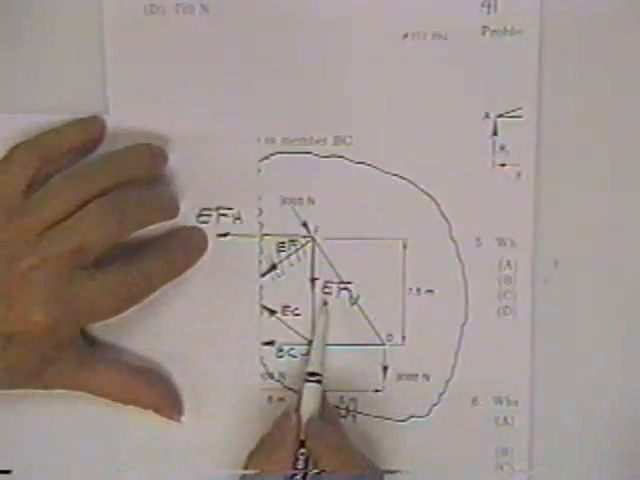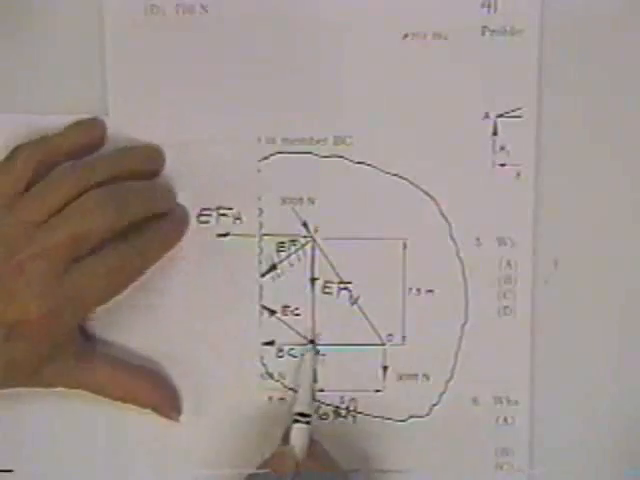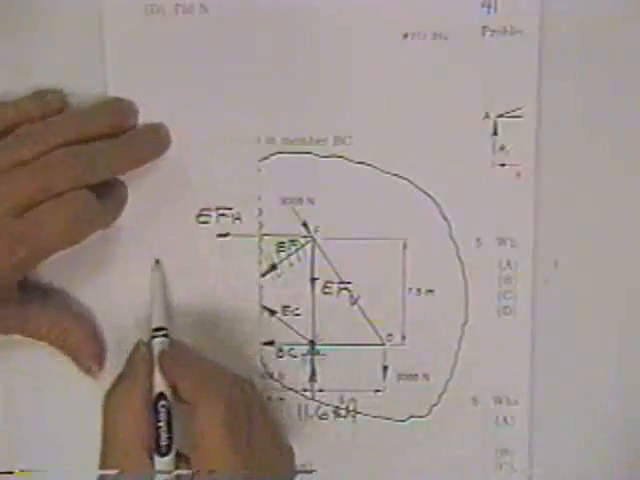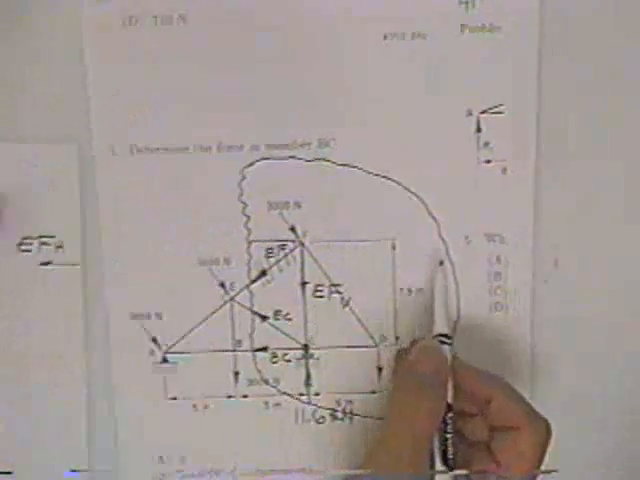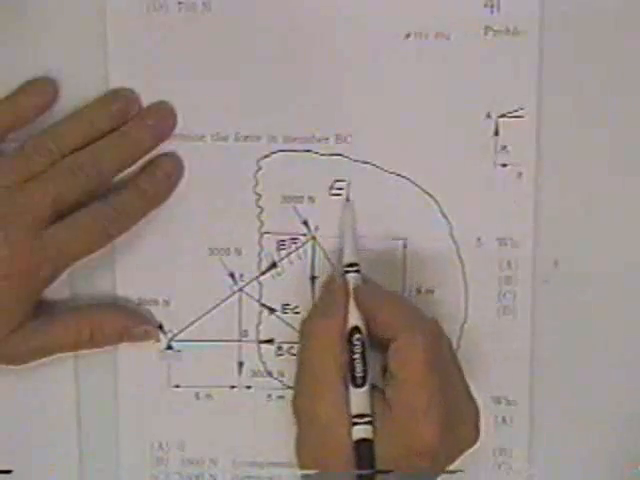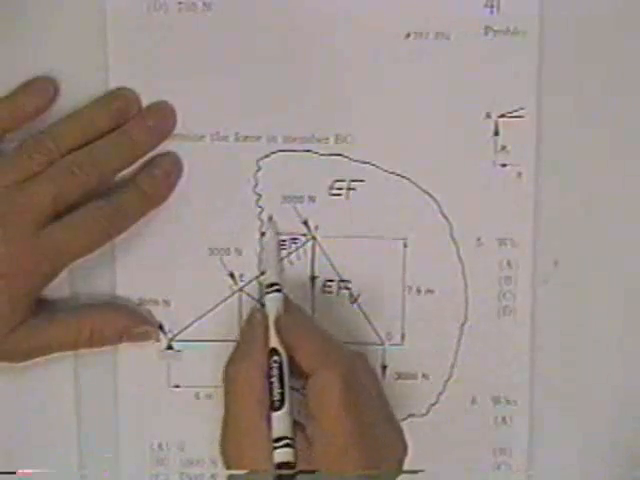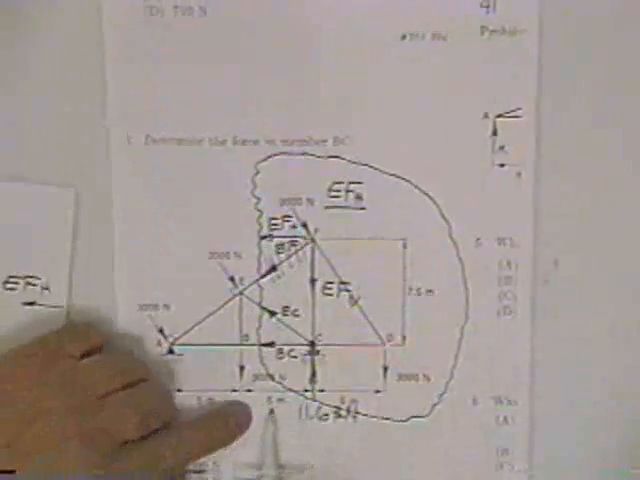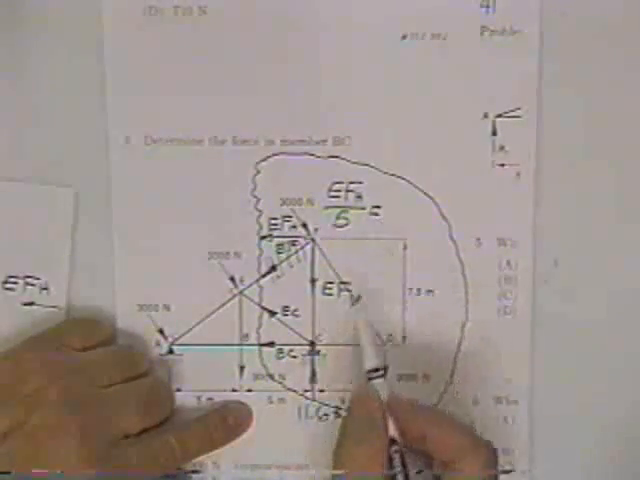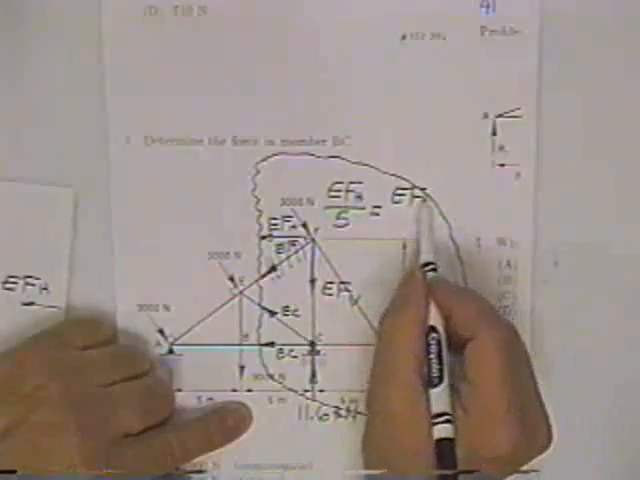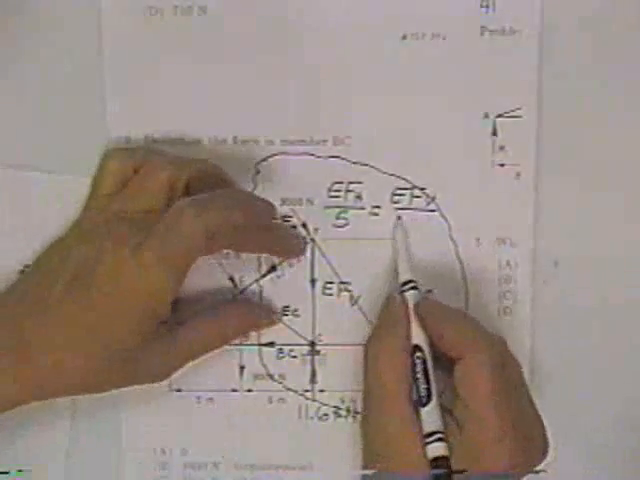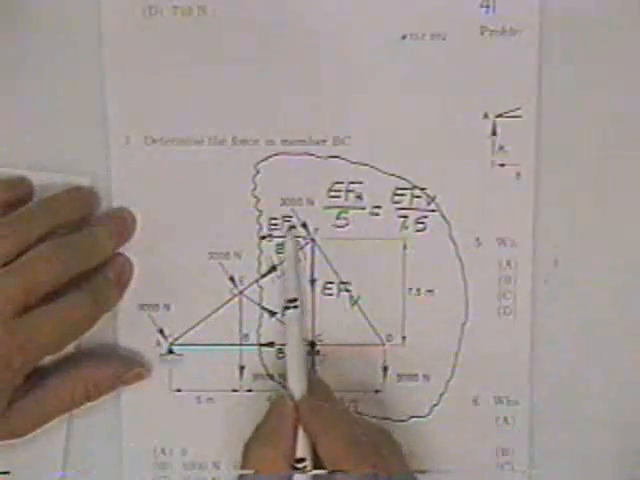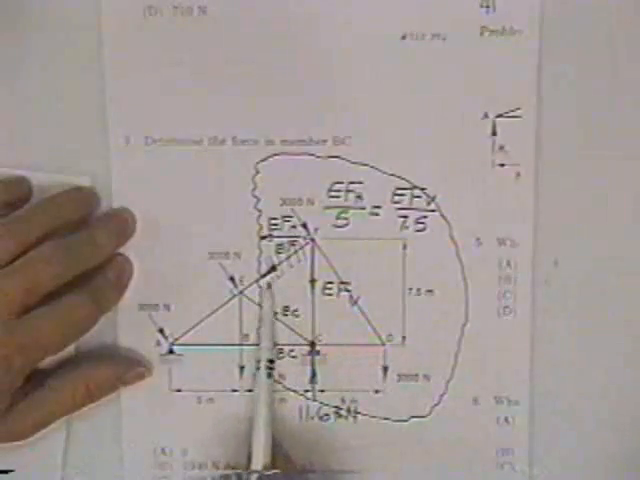Sometimes these two won't both go through, or one of them won't go through your point, and they'll both be left hanging out in your moment equation. Then get rid of one of them by saying that EF horizontal is to 5 as EF vertical is to 7.5. See, that'll let you substitute this in here if you wanted to. Notice where I got that from.